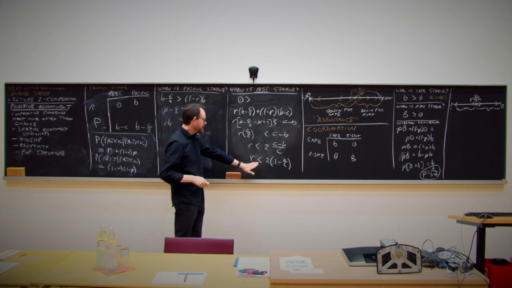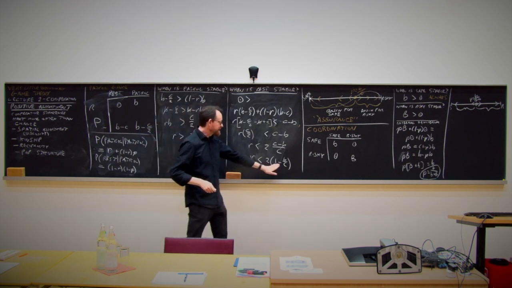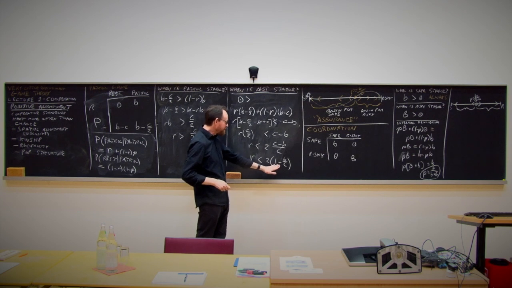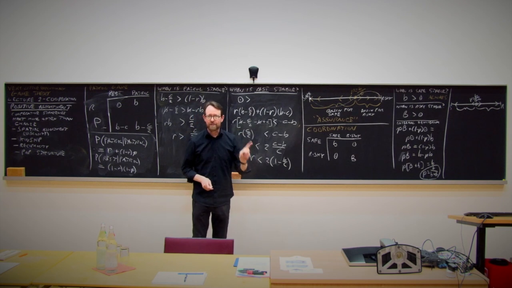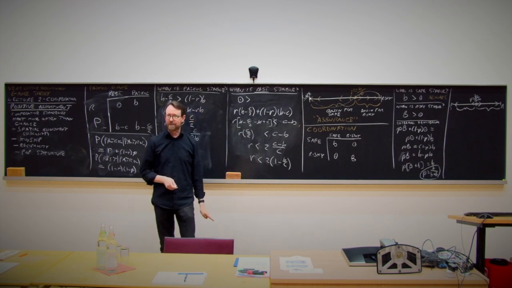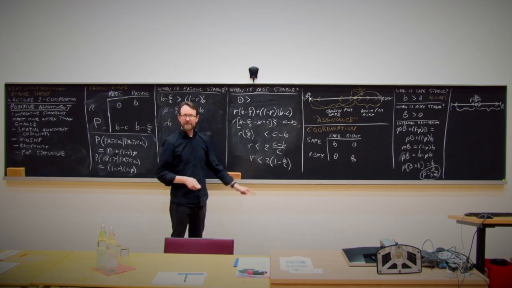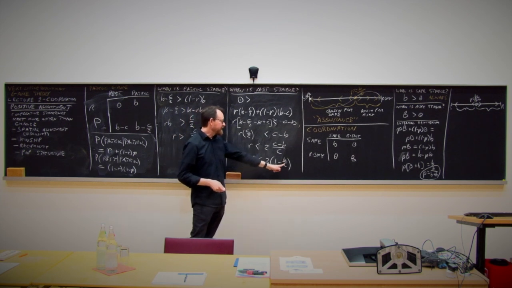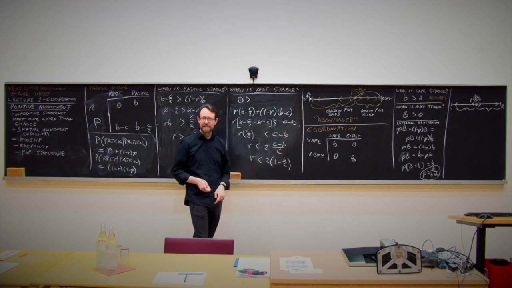Okay, so what does this mean? If R is less than this, and this is some number, then rest can be stable. So what does that mean? For rest to be stable, there can't be too much assortment. How much assortment? Well, the amount is defined by the ratio of benefits to cost. So again, this can be a case where C can be greater than B, and this can be satisfied.